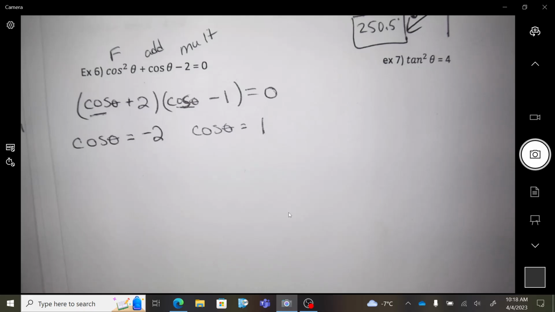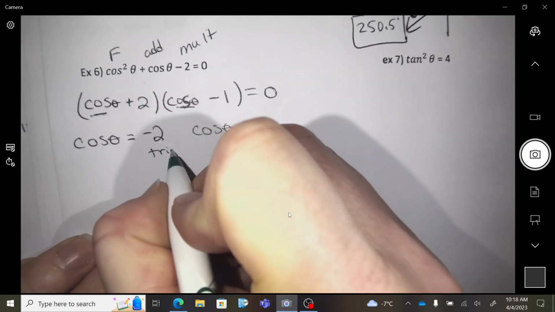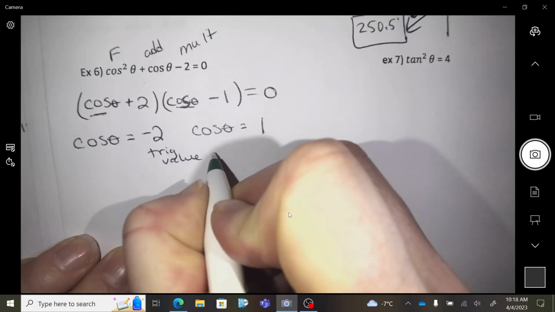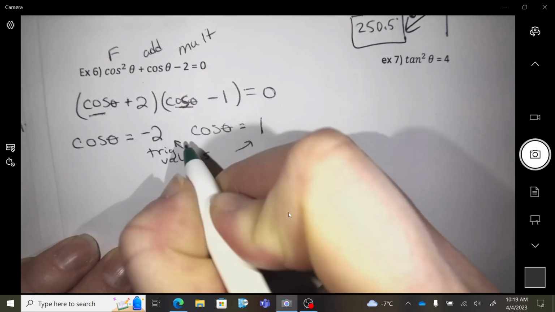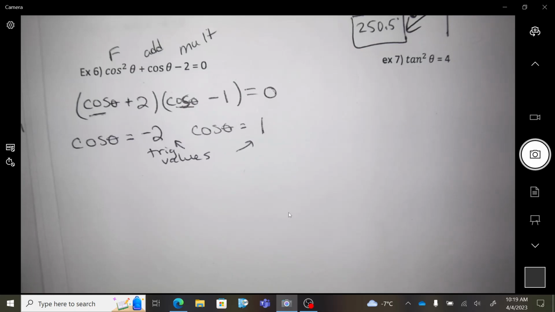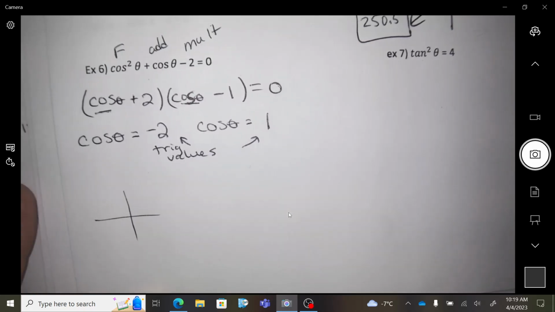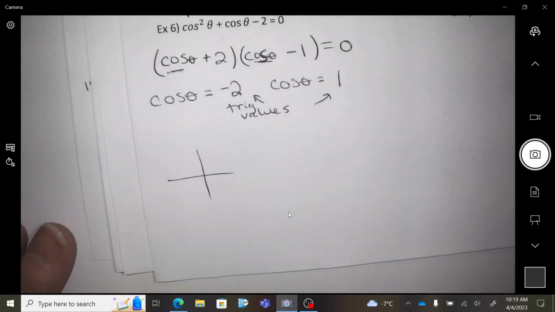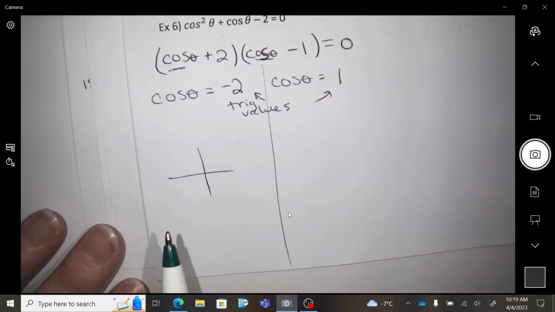Okay, these are called trig values. That's all you did. Trig values. We have 2 trig values. So we haven't started our angle process. Okay, so we are going to have to do kind of two branches now. Okay, so the first thing is -2. I'm going to do that one.